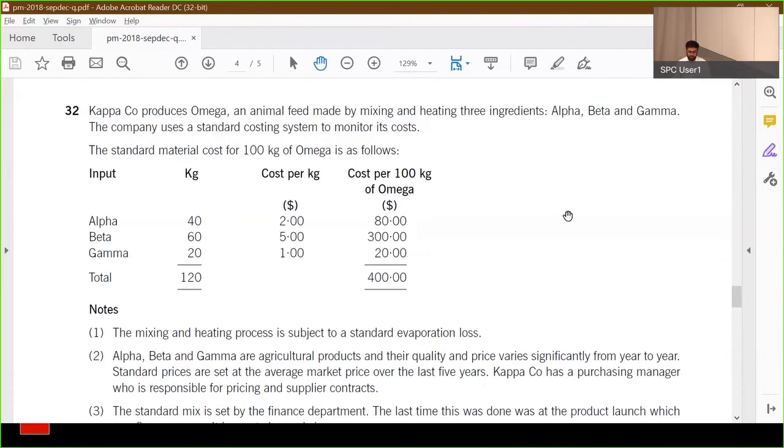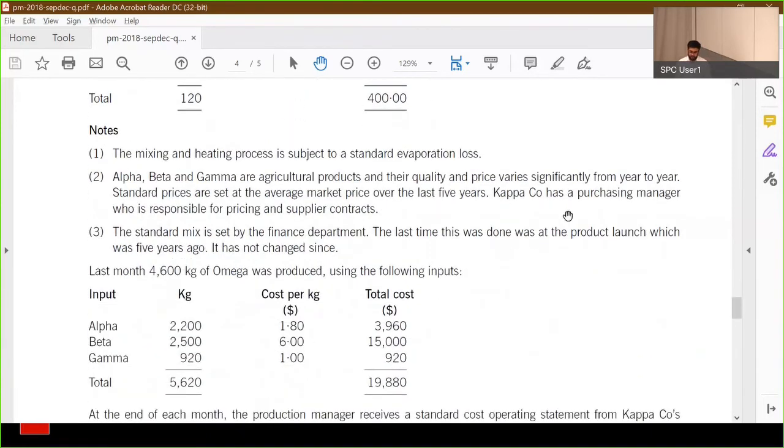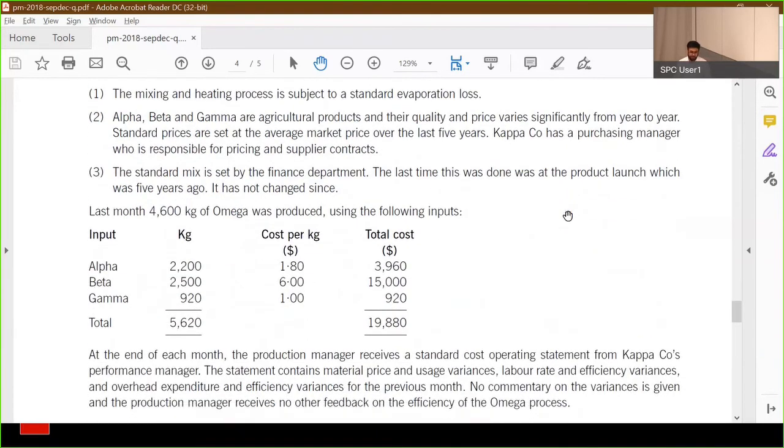Their quantities for 100 kg are given for each of the materials. Standard cost per kg is also given. The next notes are for part B, so let's leave them for the time being. In the end, we have that last month 4,600 kg of omega was produced using the following inputs. So the actual data for all those three materials along with their costs are given.